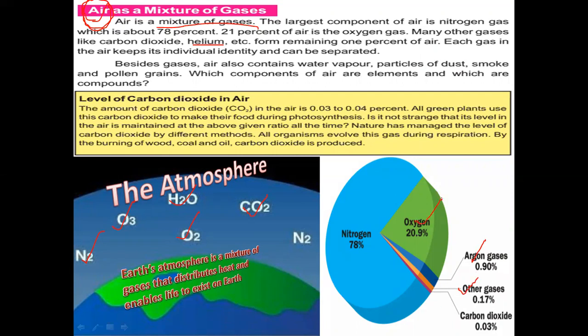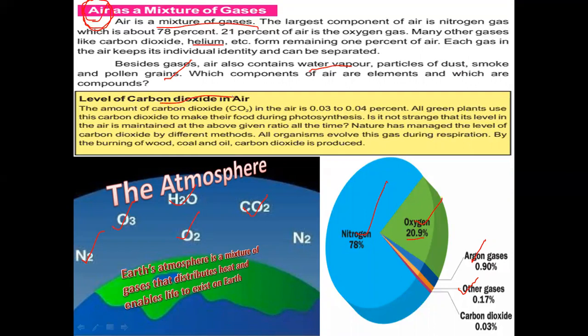Oxygen, which we inhale, is almost 21%, and nitrogen is 78%. Some water vapors and particles of dust and smoke are also present. Pollen grains are always present in the atmosphere, bacteria and all the things which we inhale. So they all make the mixture.